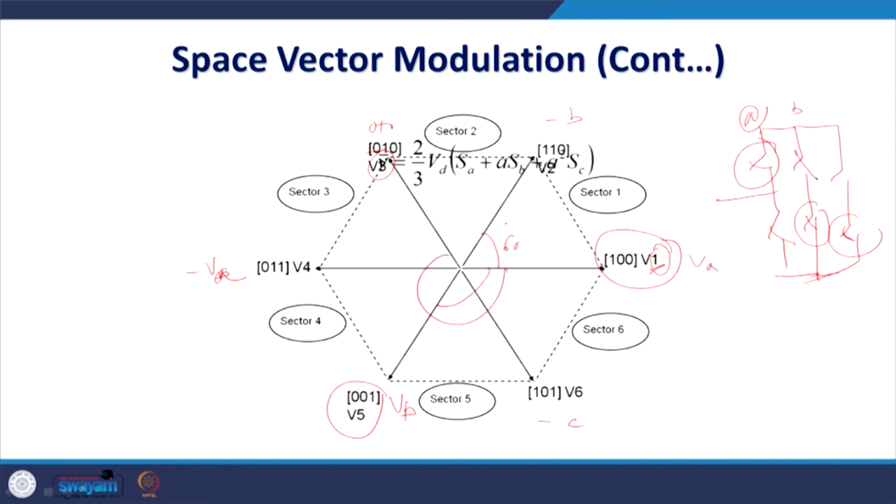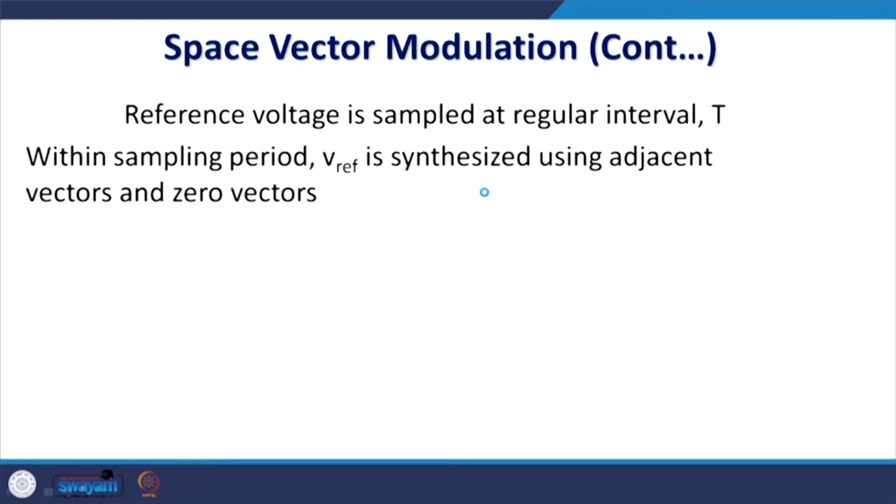So, by these summations, V is given by 2/3 of VDC times SA plus a SB plus a square SC, and from there we need to calculate the value of theta and the magnitude. This radius is 2/3 of VDC, and of course, if you do the trigonometry, this is the perpendicular and this value will be 1 by root 3 of VDC.